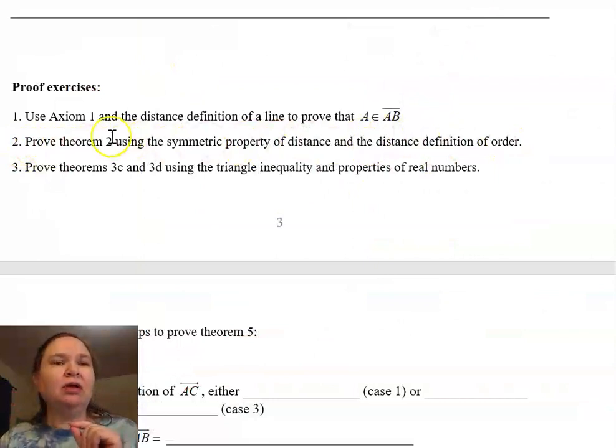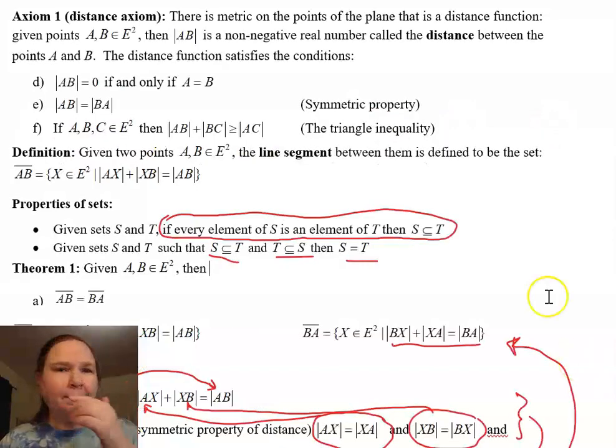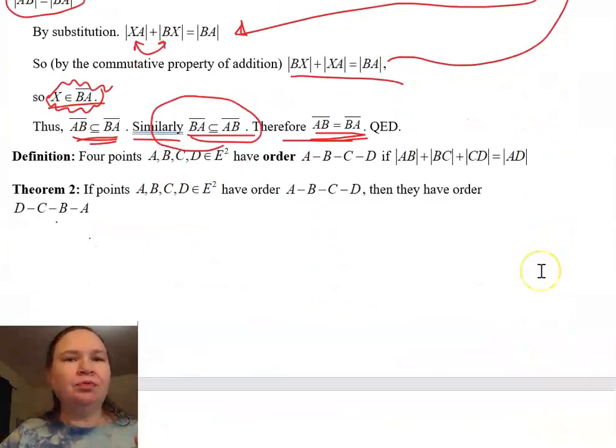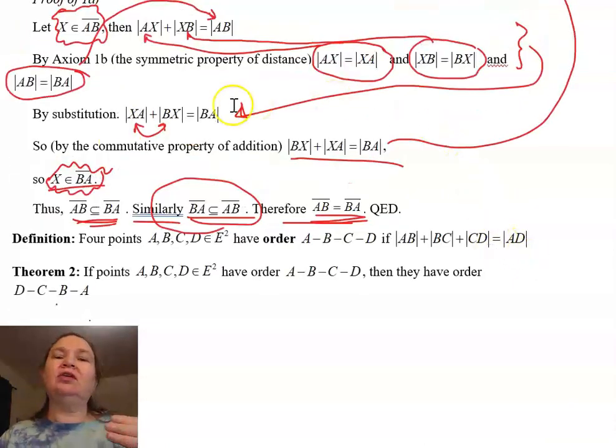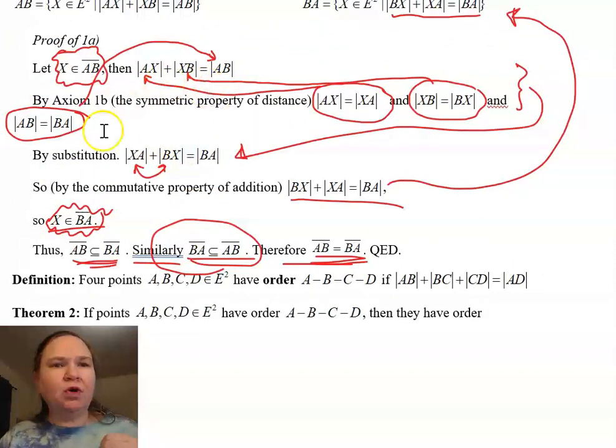Number 2, you are going to prove theorem 2. So in order to come up with a theorem for you to prove that is going to use this same substitution and symmetric property that we used in this proof of 1a, so I want you to have a chance to practice that process of using properties of distance and making substitutions to prove things.